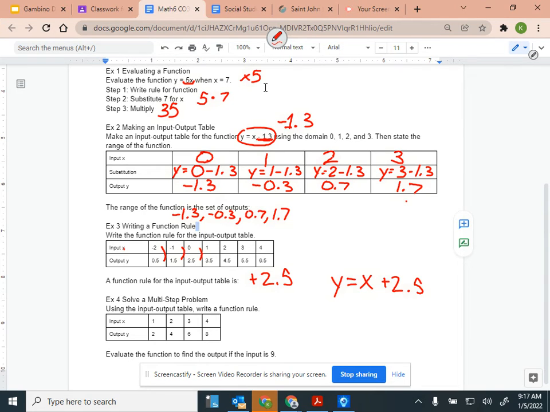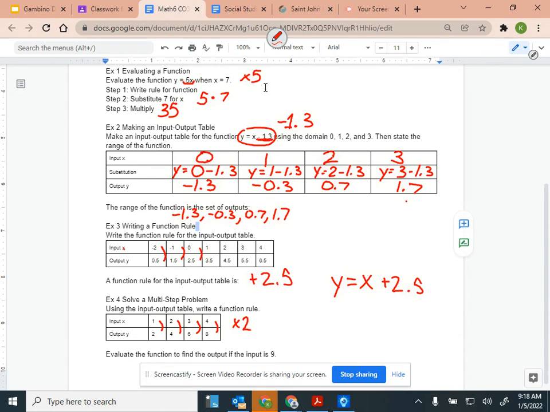Next one, solve a multi-step problem. Using the input-output table, write the function rule, and then we're going to evaluate the function to find the output if the input is 9. So first things first, we need to figure out what our function rule is. So how do we go from 1 to 2, 2 to 4, 3 to 6, 4 to 8? What are we doing each time, Ryan? Multiply by 2. We're multiplying by 2.